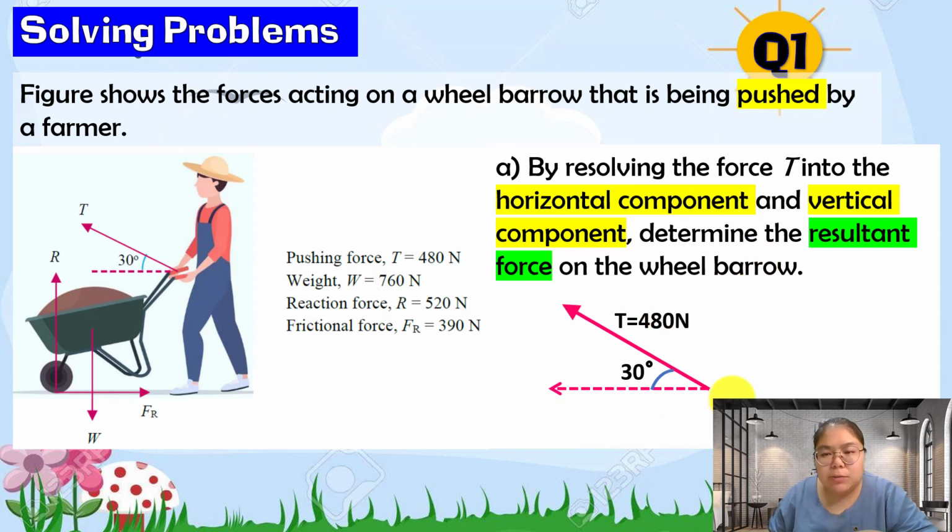So when starting, we're going to see this part. This one is T, the pushing force by the farmer, going upwards. This one is 480 Newton and the angle is 30. With this angled force, we can resolve it into two components, horizontal and also vertical. Okay, let's see the resolution.